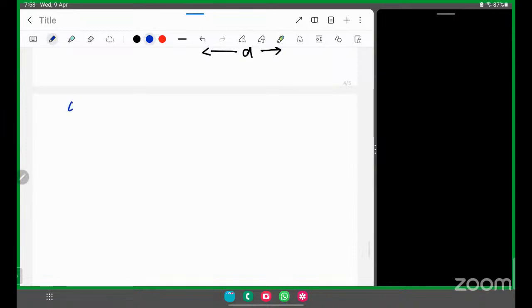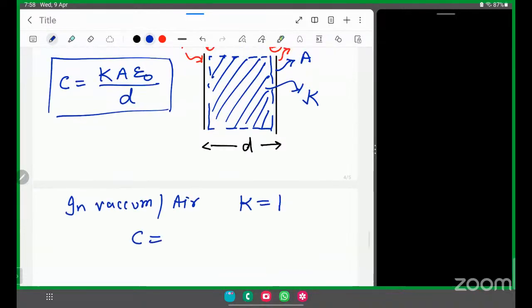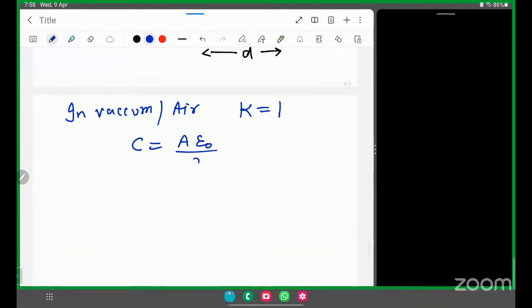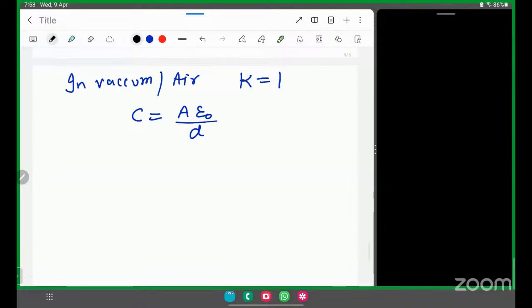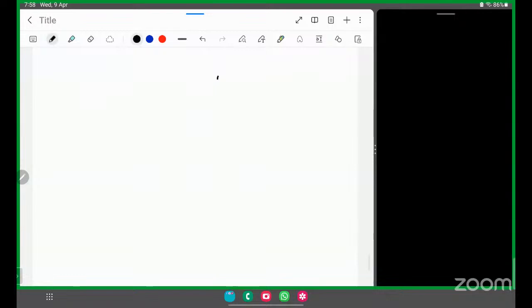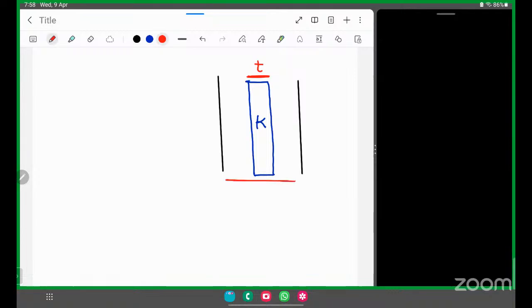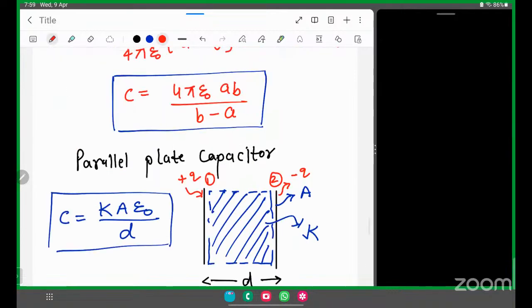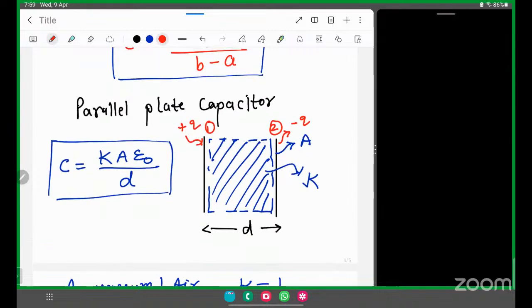In the case of vacuum or air, K is equal to 1, and in that case, in place of K we will have 1, so C will be A epsilon naught by D. The next point is, if in this parallel plate capacitor we put a dielectric slab of thickness T, with dielectric constant K, and the overall separation between the plates is D. In the above case, the dielectric material is filled completely between the plates, so there is no room for air or vacuum.